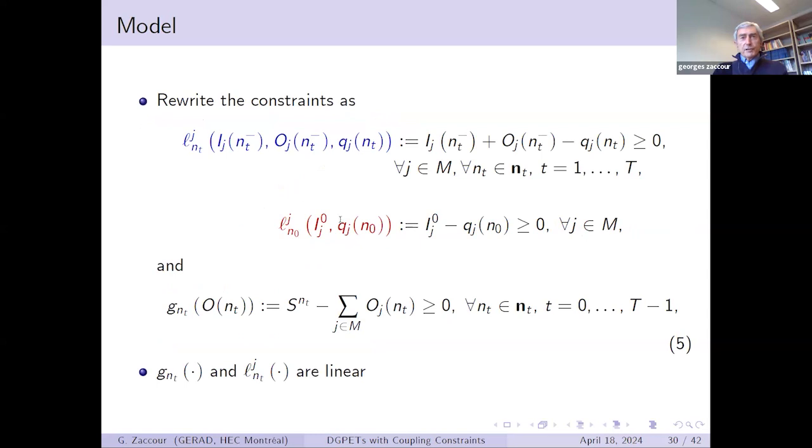So for the sake of writing the results, let me rewrite the constraint. So this is the constraint of selling something that is less than what you have in your inventories. Meaning inventories plus order minus sales should be non-negative at all nodes. And this is the coupling constraint, meaning that at node NT, the available supply minus all deliveries cannot be negative. And observe that this function and this one are linear.